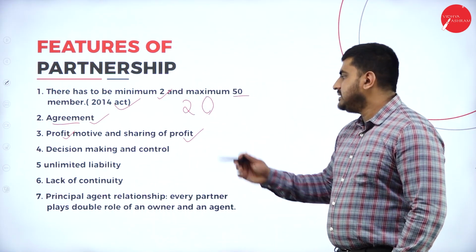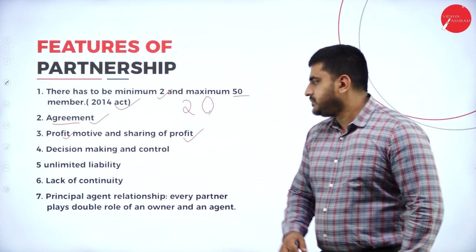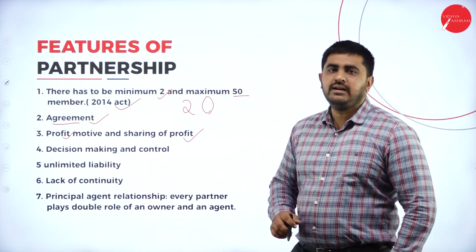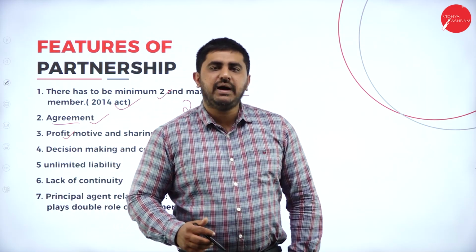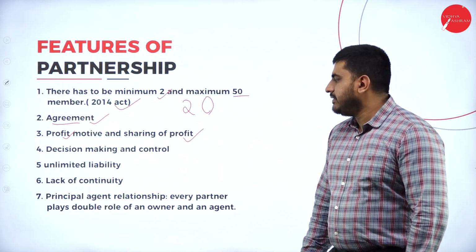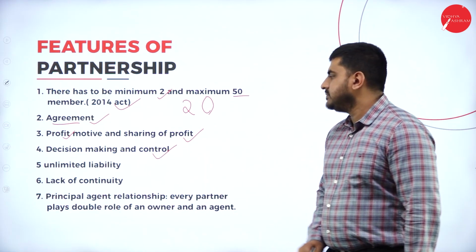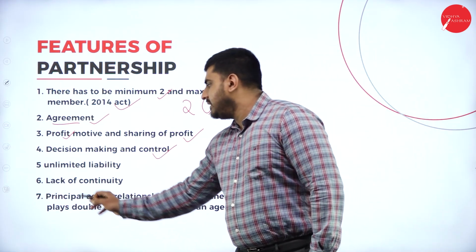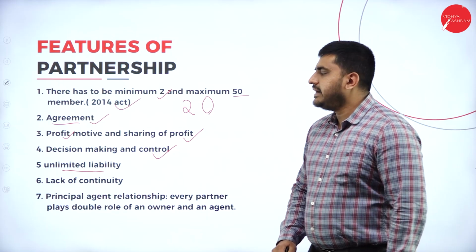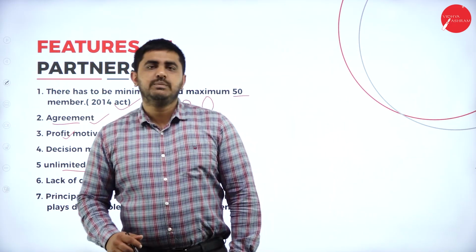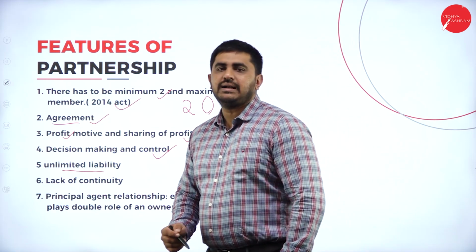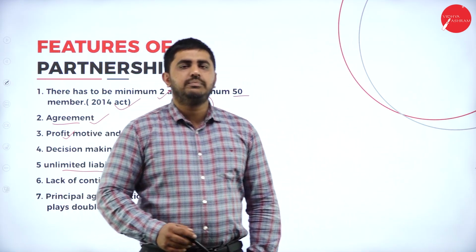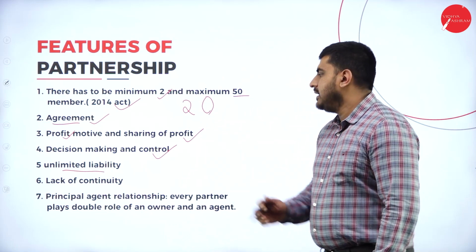So next, decision making and control. So what is the meaning of decision making and control? Here, all the partners will actively take part in decision making, and all of them will control the business. Next, unlimited liability. So what is the meaning of unlimited liability? Suppose the partnership firm is in loss, then all the personal assets of all the partners can be sold to repay the loan. That is unlimited liability.